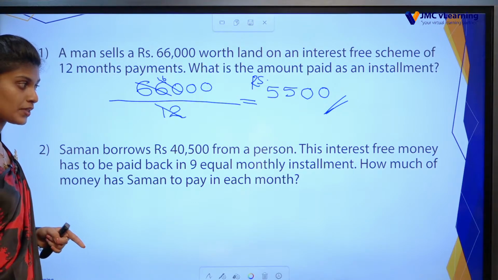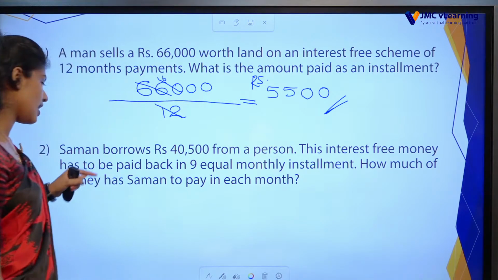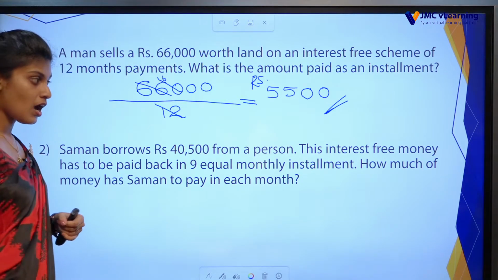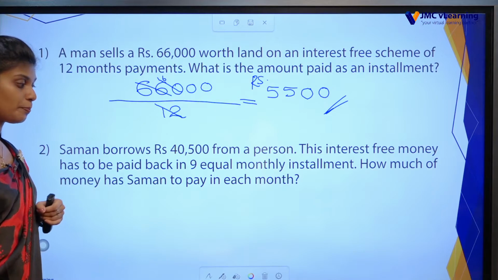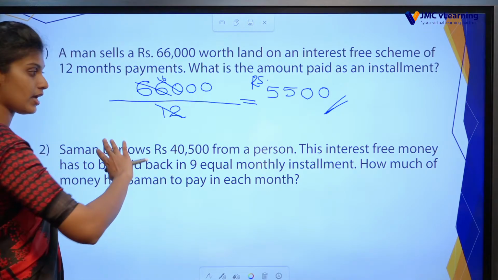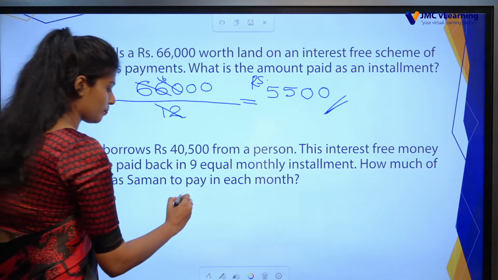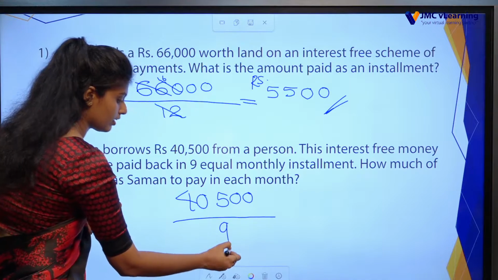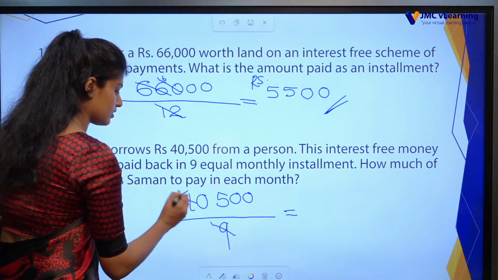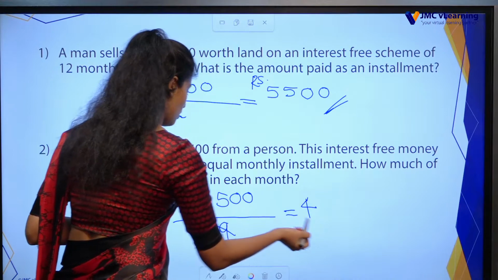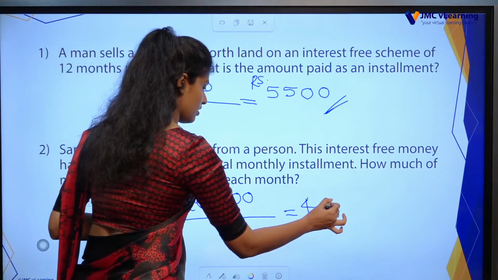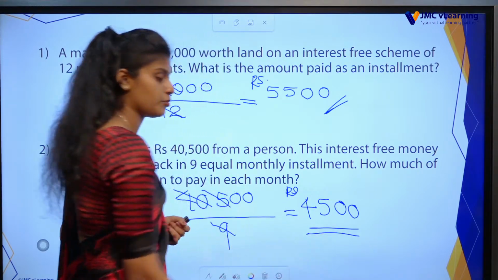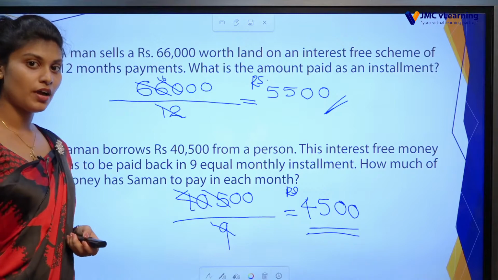The next question, someone borrows 40,500 from a person. This interest-free money has to be paid back in 9 equal months installment. How much money has someone to pay in each month? Then there is no interest here. So 40,500 you have to divide by 9. Let's divide. 4 left, 46, 5. In a month you have to pay 4,500 rupees.